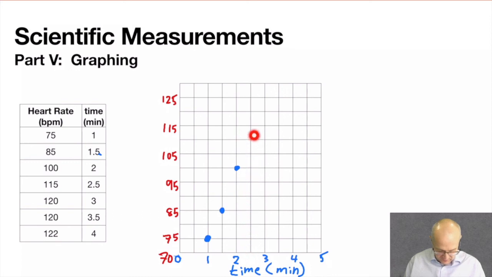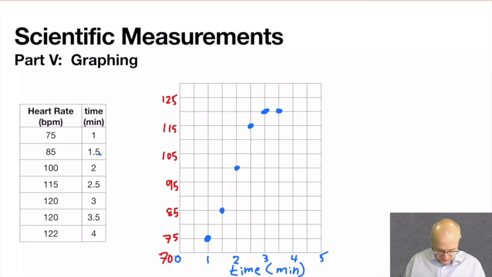Now we've got to go to 2.5 minutes. 115, right there. Let's put a dot right there, 2.5. 115. 3 minutes. 120. 3.5 minutes. 120 again. 4 minutes. 122. So slightly above the 120 mark.